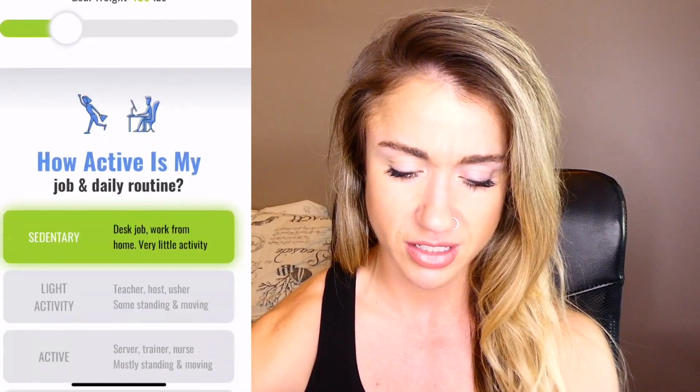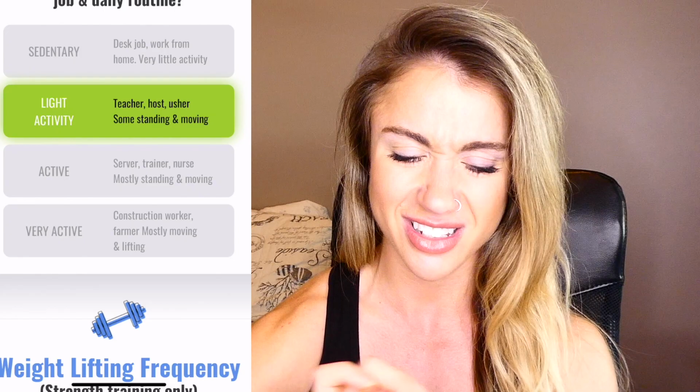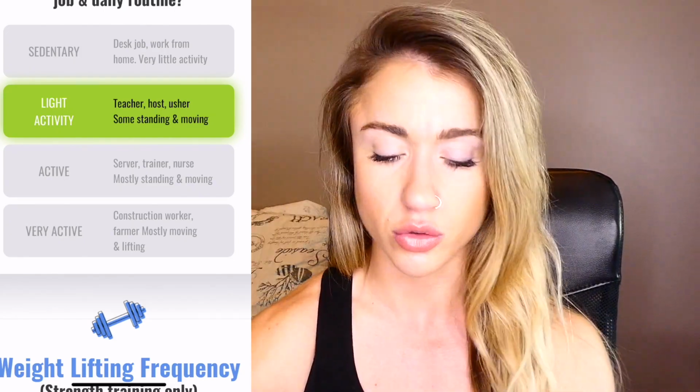Okay, so then let's say she's a light activity person. She doesn't sit all day, but she's not walking around all day. She's going to be training 4 times a week for an hour. We're gonna say she's just breathing hard. She's not insanely intense. For cardio, she'll be doing 3 times a week for 20 minutes.